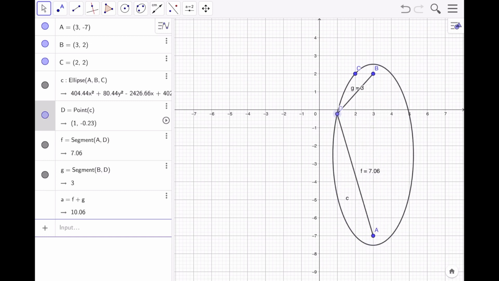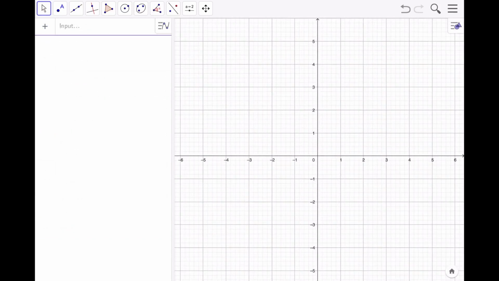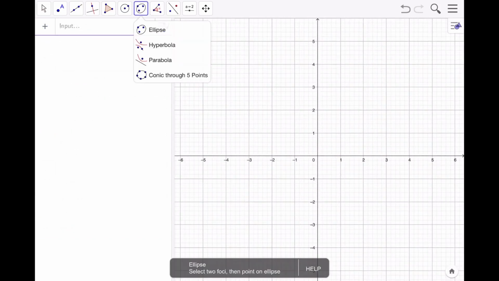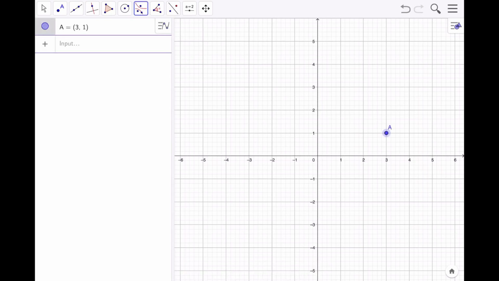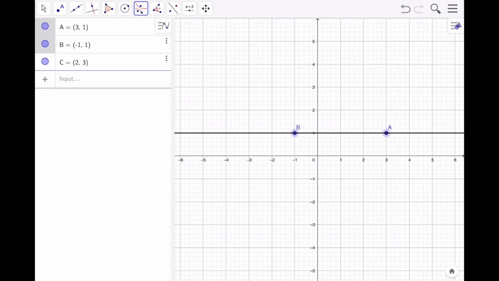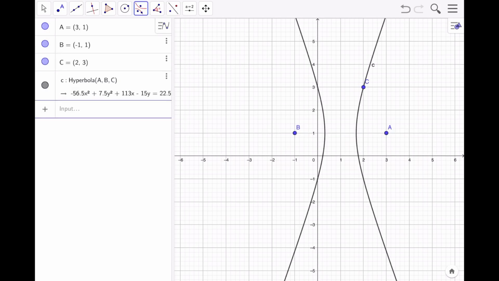All right, so that's the definition of our ellipse: the distance from the focus to the point on the ellipse, and then from the other focus to that same point, you add them up, and it's the same for all points. All right, let me show you the hyperbola. Lastly, let's take a look at the hyperbola. So I'm going to pick the hyperbola function. It wants me to put two points for my foci, and then a third point that is going to be on the hyperbola. So there we have it.